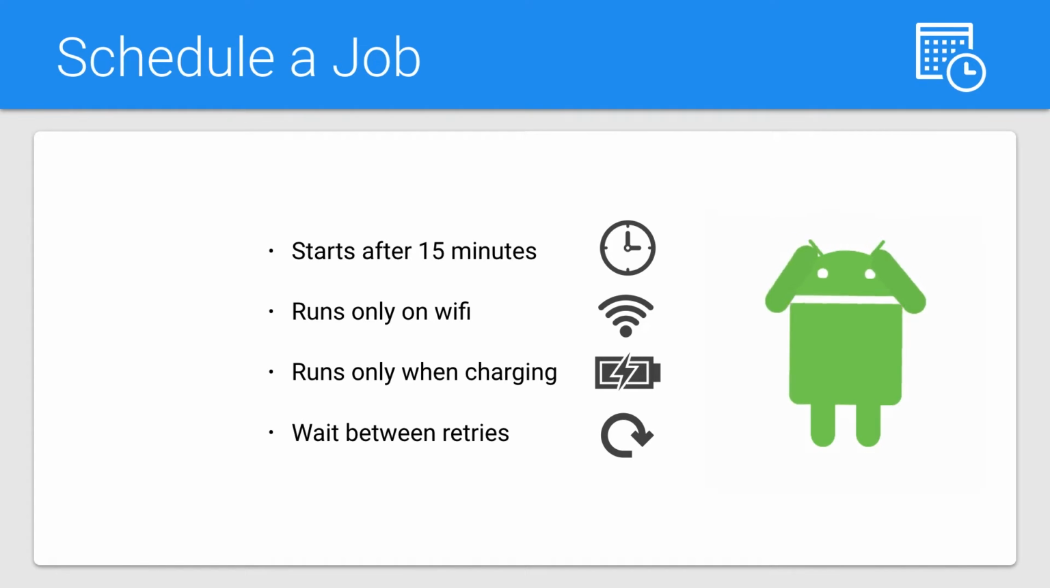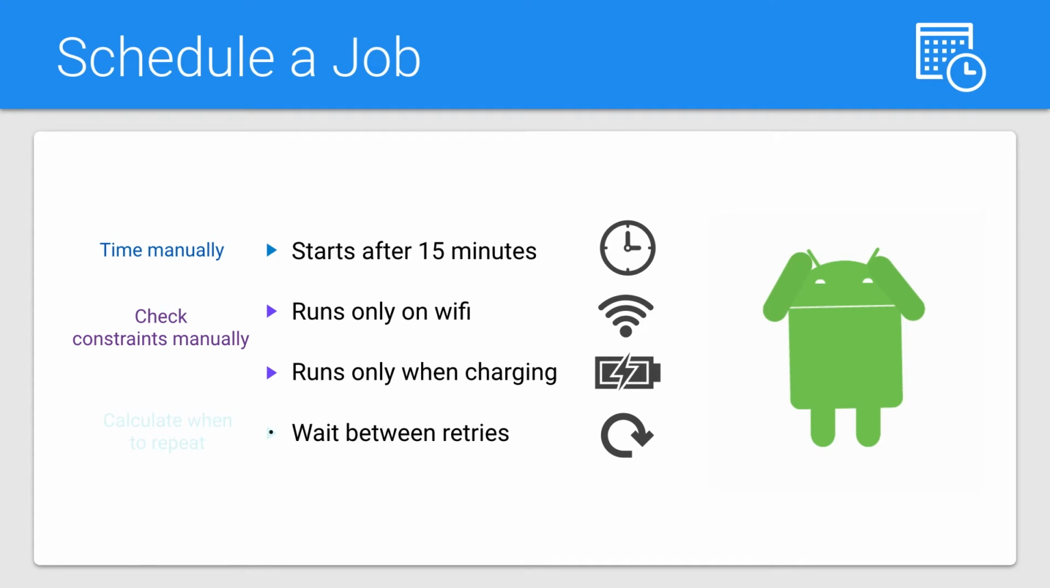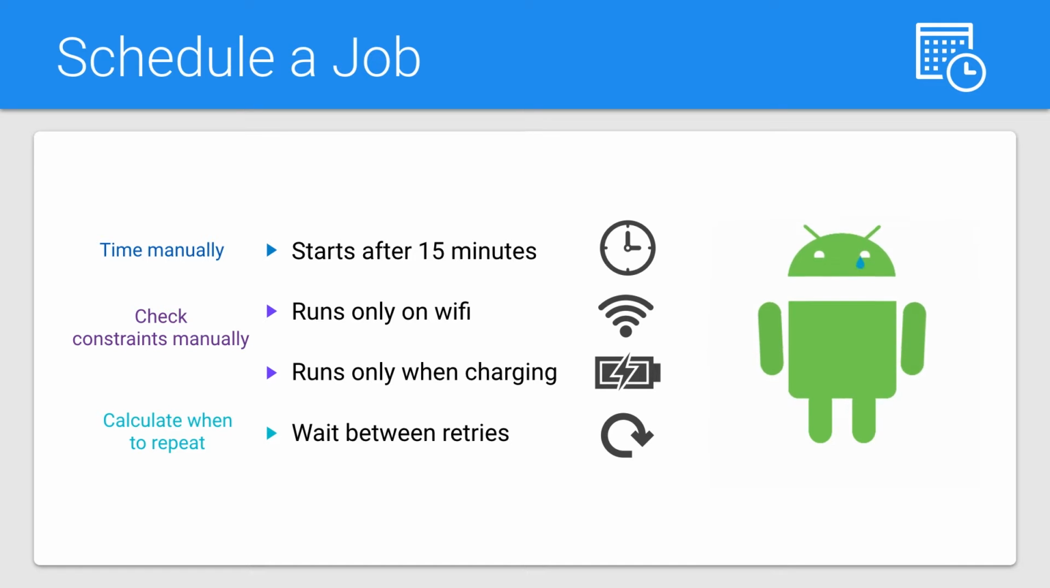Well, first, you'd need to set up a mechanism to trigger the job after 15 minutes. Then, when the job was triggered, you'd need to check all the Wi-Fi and charging constraints manually. If the user wasn't on Wi-Fi or charging, you'd need to manually calculate when to reschedule the task. Your app also would have to be instantiated all the time just to check to see if it has to run your job. Needless to say, things were complicated.